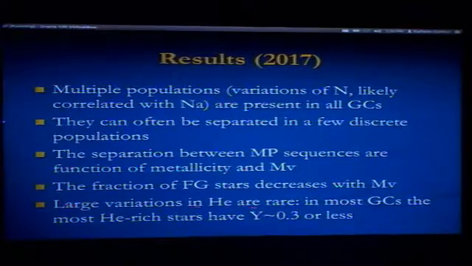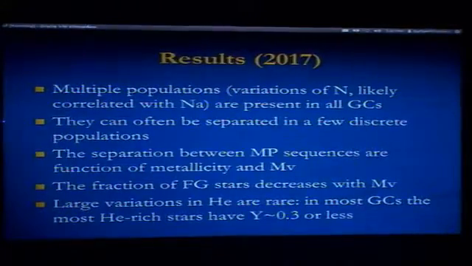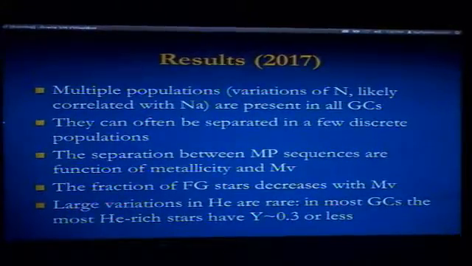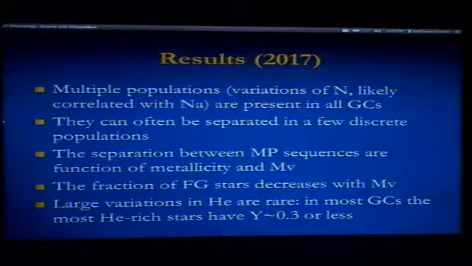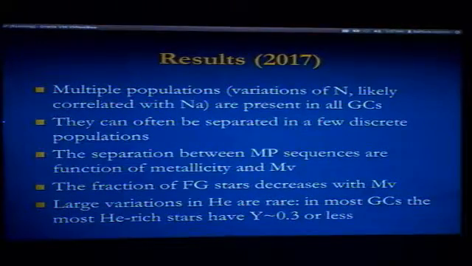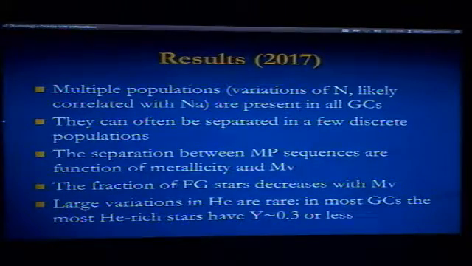And large variations in helium are actually rare. In most globular clusters, the most helium-rich stars have Y of the order of 0.28, 0.29, 0.3. Values like 0.38 that we found for NGC 2808 are rare. Only very massive clusters show these very high helium abundances.